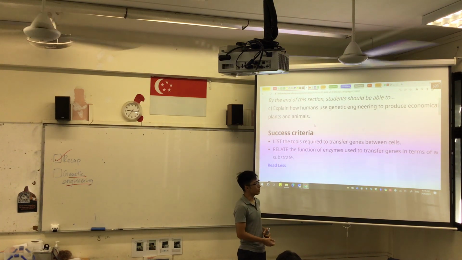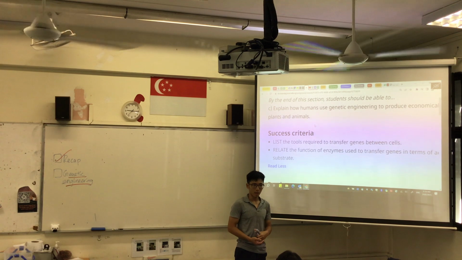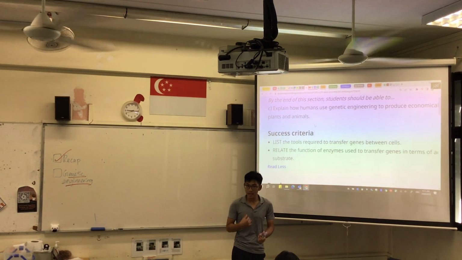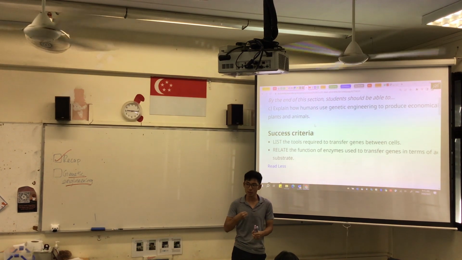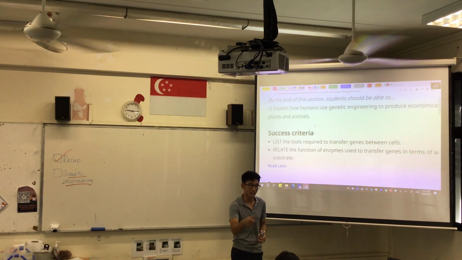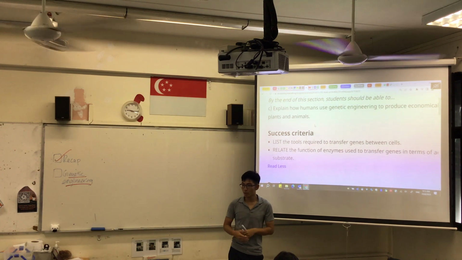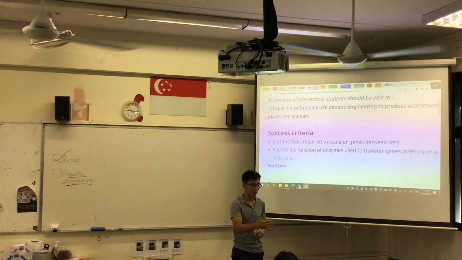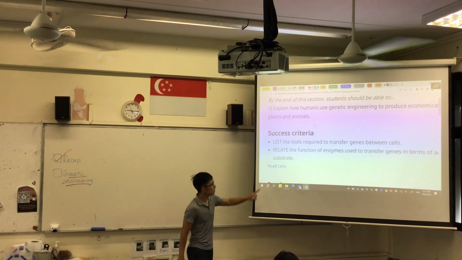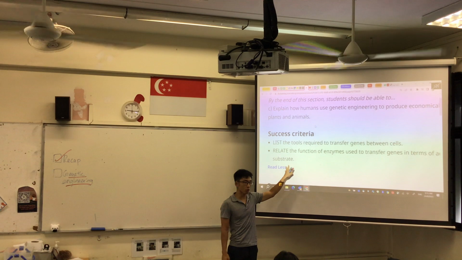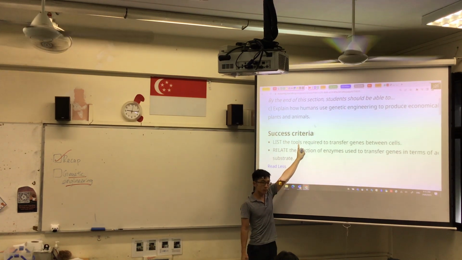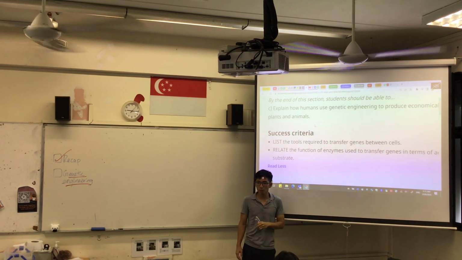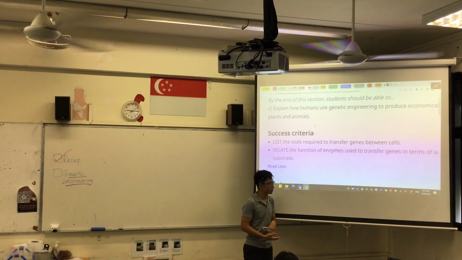Okay, so I expect you to be able to, number one, list the tools required to transfer genes between cells. So for example, I have a bacteria cell and I have a human cell. You can, by the way, transfer human genes to bacteria and get the bacteria to produce human proteins. We actually do it on a large scale. For what reason? I'll share with you in a while. Number two, I expect you to also know what the tools are. Actually, a lot of the tools are enzymes, so I expect you to know what the enzymes are and how to use them.